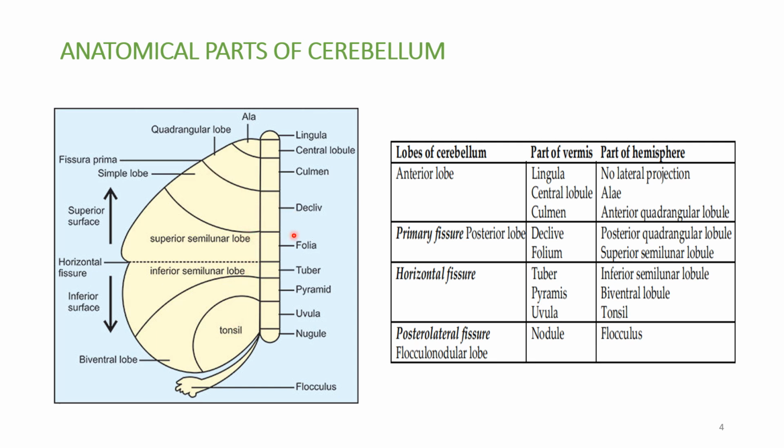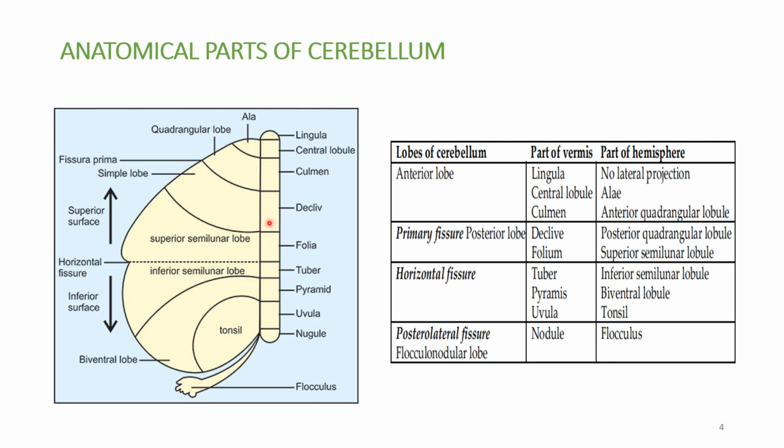The posterior lobe contains the declive and folium. Then comes the horizontal fissure. Then come the tuber, pyramis, uvula and nodule. For the anterior lobe, there is no lateral projection for the lingula. The central lobule projects to the ala, and the culmen projects to the anterior quadrangular lobule.